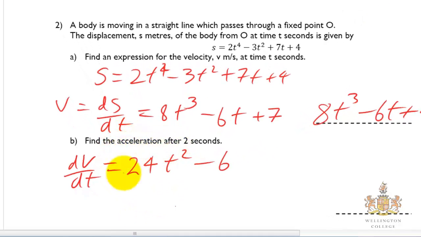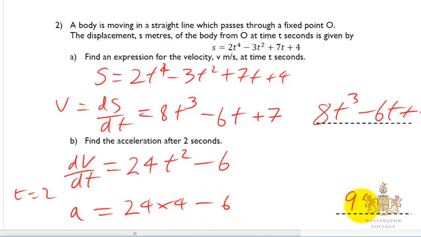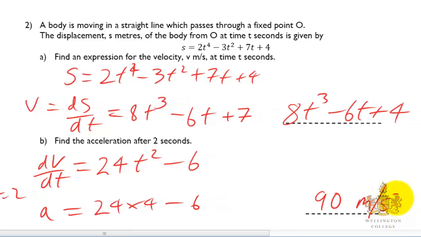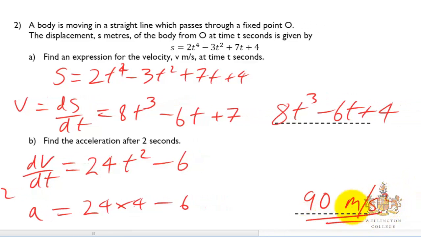Now we want to find the acceleration when t equals 2, after 2 seconds. So put t equals 2 into this, you get 2 squared, so you get 24 times by 4 minus 6. Well, 24 times by 4 is just 96, minus 6 gives us 90 meters per second squared as our units for acceleration, which is rather high.